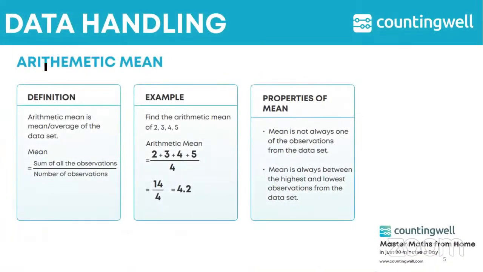Next, let us see what is arithmetic mean. It is nothing but the average of the data set. It is given by the sum of all the observations divided by the number of observations.